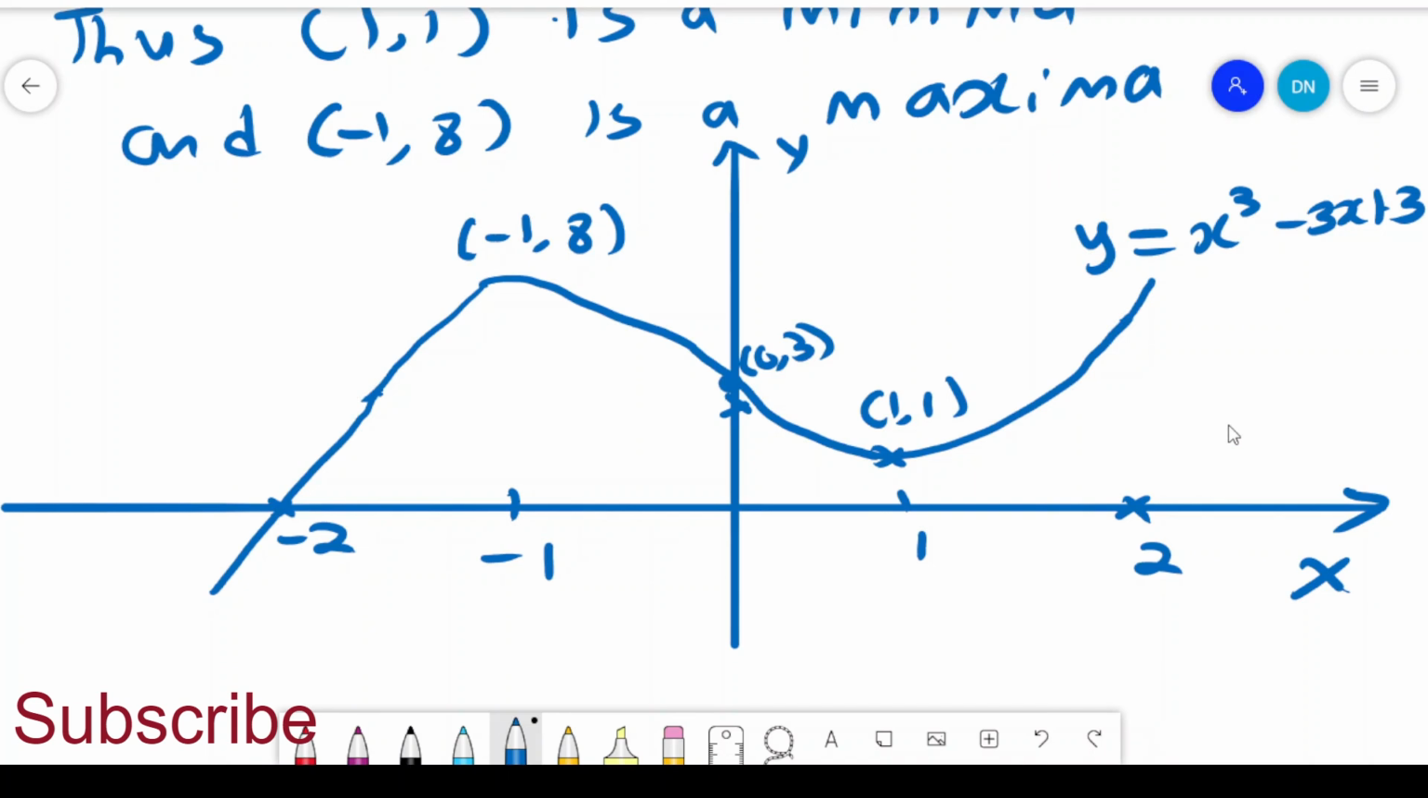Now, based on the information that we have, I've been able to make a sketch whereby I have the 2 main points. I have my maxima point here, and I have my minima point here, and where the line cuts through the y-axis. And I've been able to make a sketch using that set of information. So that is the process that we normally take when we want to get the minima, the maxima, and the saddle points, or what we call the stationary points.